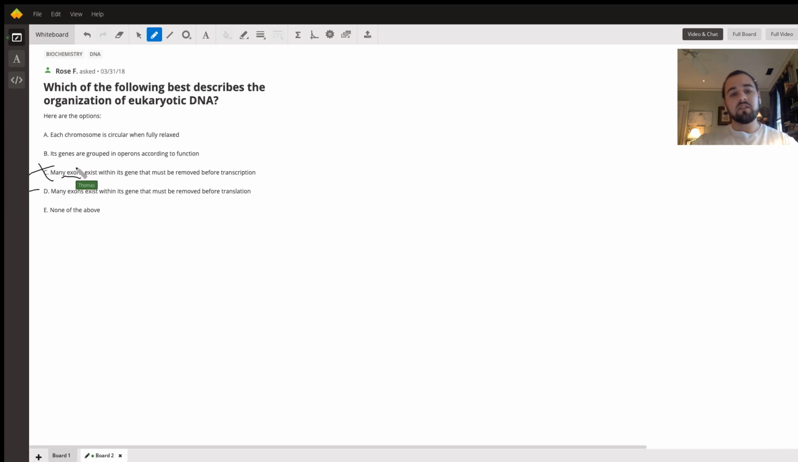Choice B, its genes are grouped in operons according to function. So operons are going to be something that we're going to think about in the context of prokaryotic genetics, in the Jacob Monod operon model. So that's not something that we think about in eukaryotes. So we're going to X that one out.